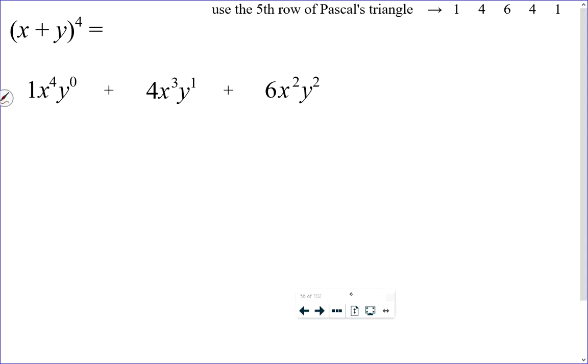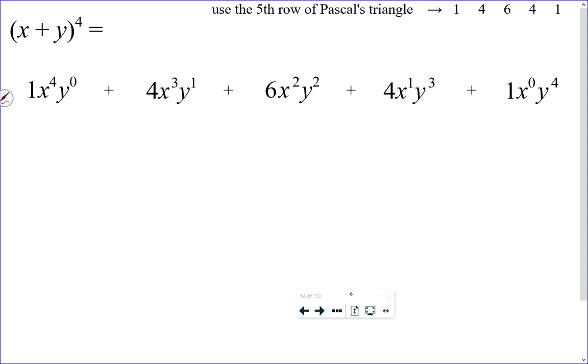And this continues until you run out of exponents, I suppose. The next number is 4. It's going to contain x to the 1 and y cubed. The final number is 1. It's going to contain a 1, an x to the 0, and a y to the 4. Are you with me on that?